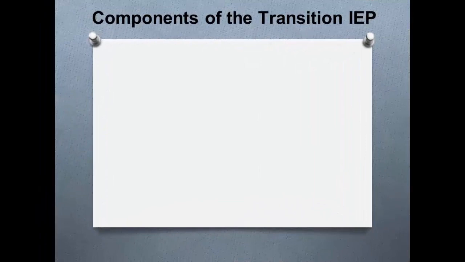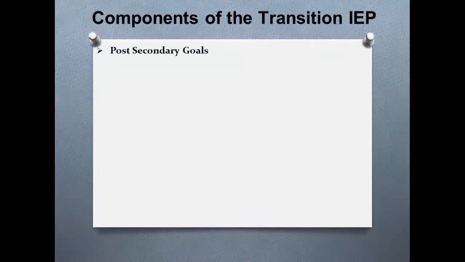Today I'm going to talk to you about some of the components of the Transition IEP and how to make the IEP work for you so that you can spend more time with your students. I'm going to switch over to a short presentation to present some of these tips. Here are some components of the Transition IEP.